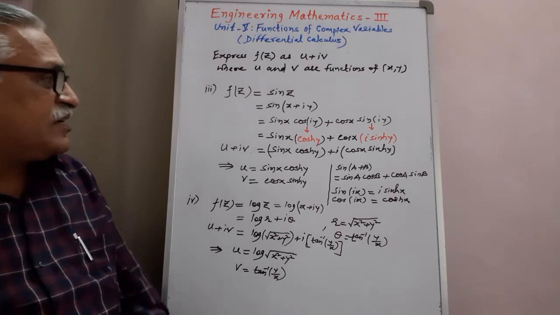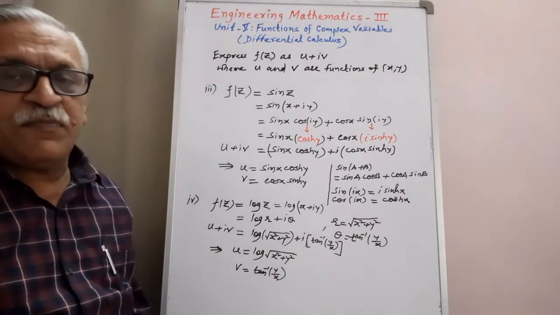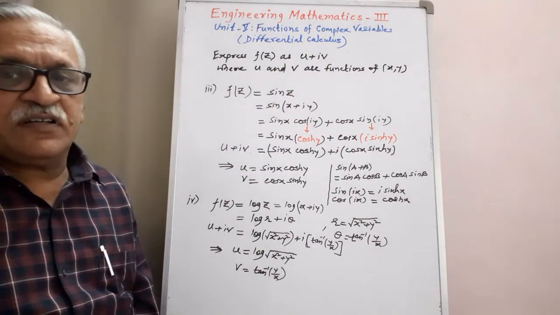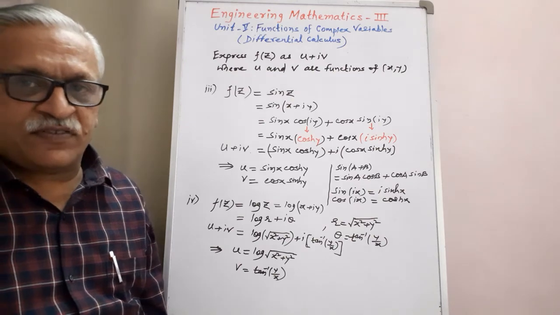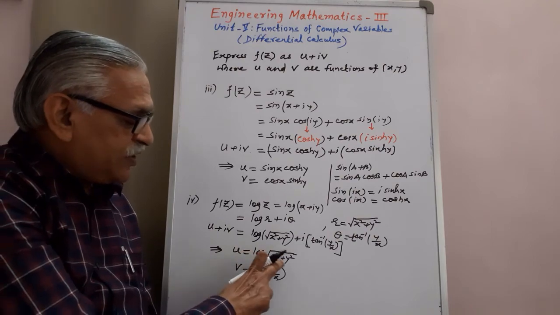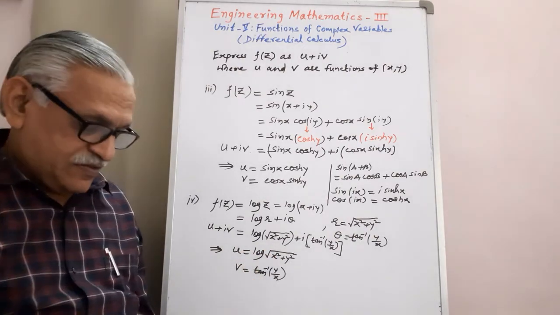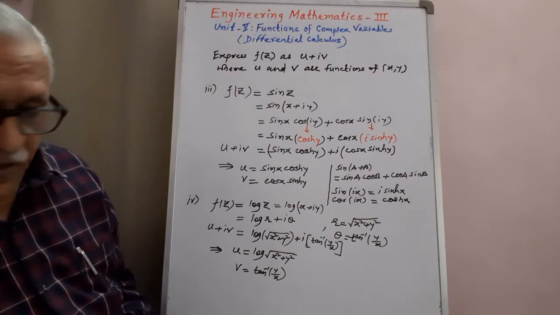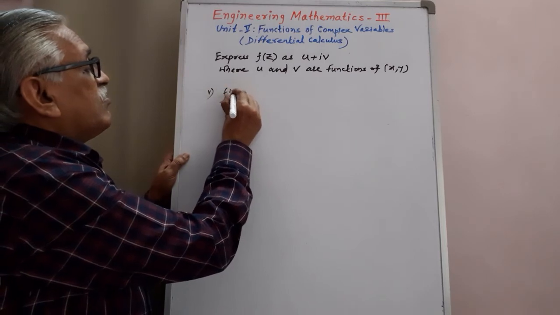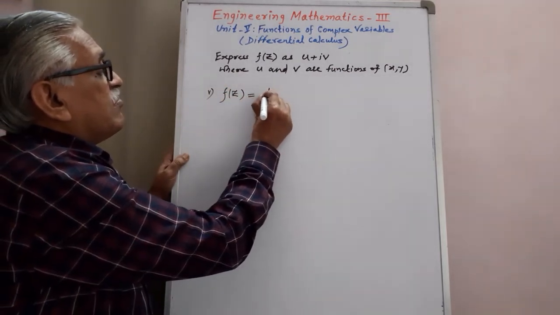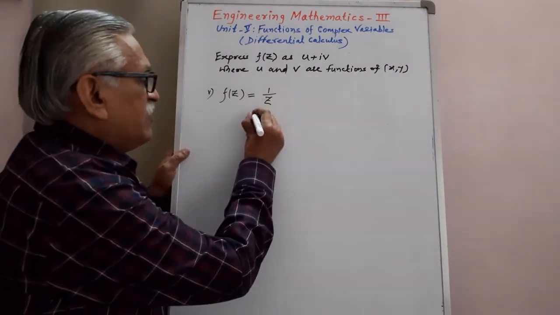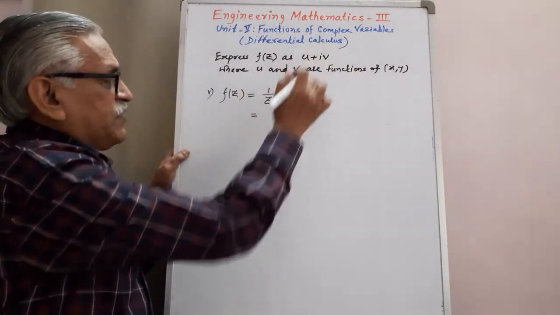Therefore, here also we are able to convert that function in the form of u plus iv, the definition of a function of a complex number or variable, where u and v both are functions of x and y. One more. f of z is equal to 1 by z. Try to convert in the form of u plus iv.